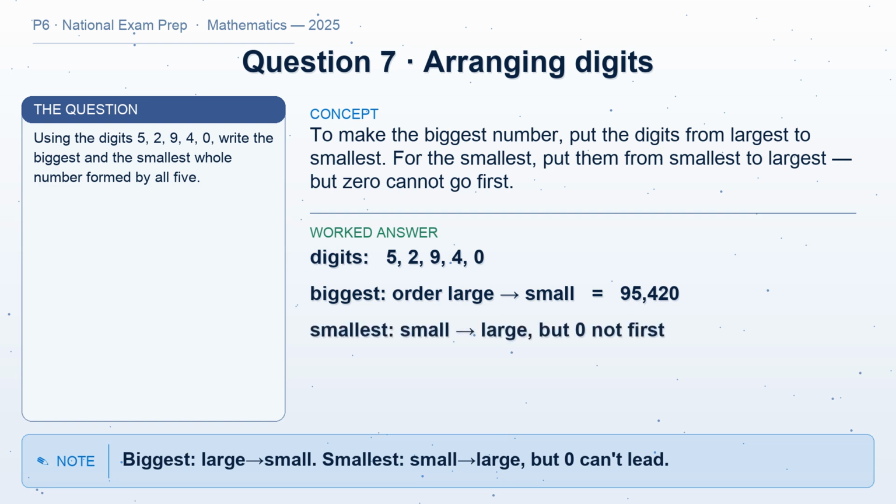2, 0, 4, 5, 9, 20,459. So the biggest is 95,420, and the smallest is 20,459.